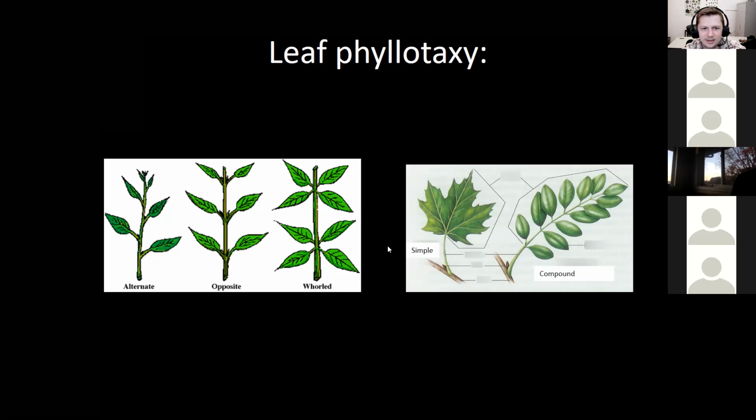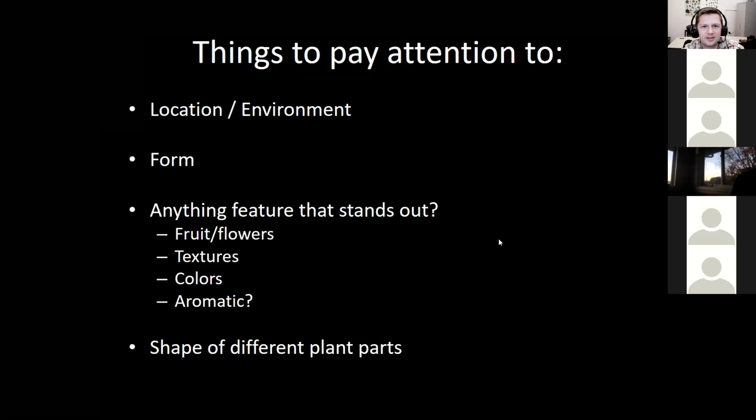And then the rest of it is just going to take time. Other things to pay attention to when you're out trying to do your identification: where are you in the environment? Are you in a wet area? Are you in a dry area? Are you in somebody's backyard? All those are relevant a lot of the time to figuring out what you're looking at. The more natural areas are going to have very different plants than places like your backyard, typically, unless you live out in Bithlo or something.